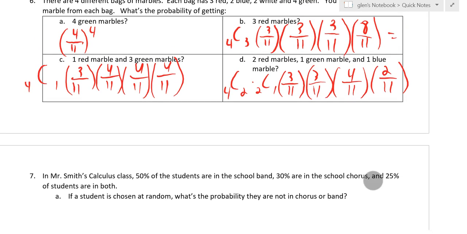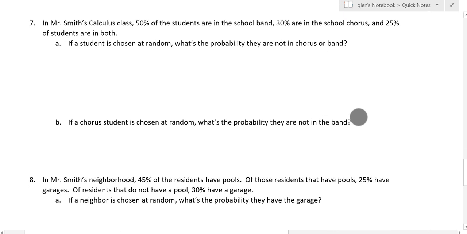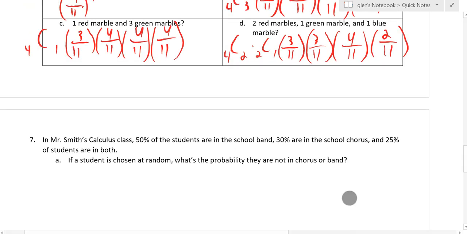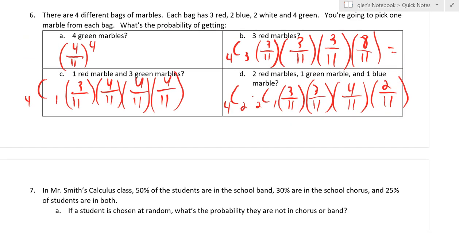Yeah, we just finished 6D. So now we're on 7. Okay? It's the same thing. You have to just find the 4 choose. Yeah, 2 red is 3 out of 11, 3 out of 11. A green is 4 out of 11. And a blue then is 2 out of 11.